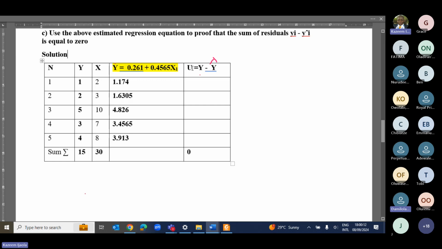So is it u or u cap? It's u cap, because you're already estimating something. It's already a sample.